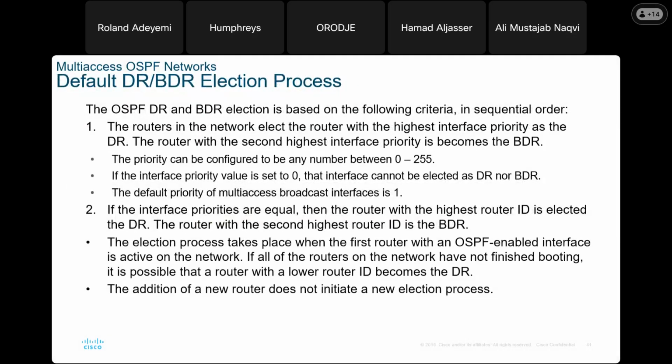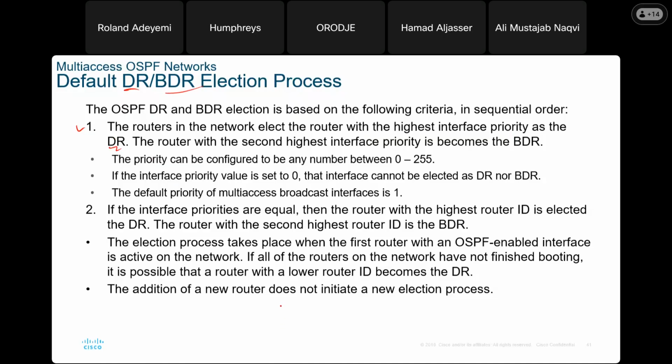Okay. Default DR and BDR election process. How do they carry out this election? The OSPF DR and BDR election is based on the following criteria in sequential order. Take note of this order. Number 1, the routers in the network elect the router with the highest interface priority as the DR.